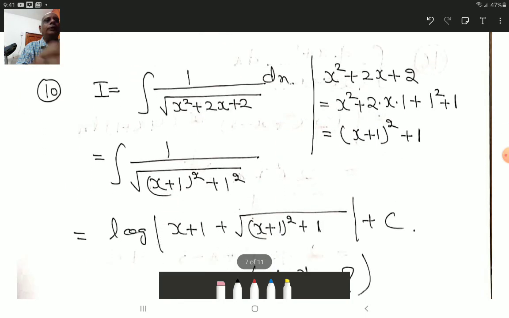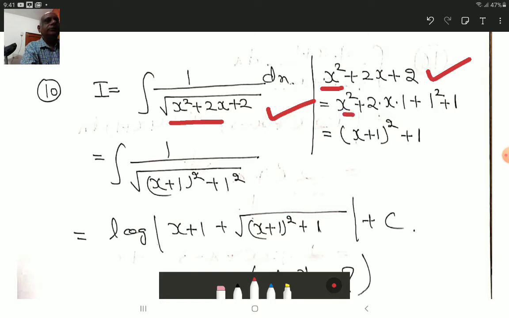Coming to one more important type, 1 upon square root of quadratic. As I told you today, it is one of the most important integrations. This type is quite important. 1 upon square root of quadratic. So we will have to apply method of completing square. But before applying method of completing squares, we have to ensure that coefficient of x square is unity, which is by chance already there. So I will convert this x square plus 2x plus 2. You see, here I will apply method of completing square. How to do it? This x square is x whole square.